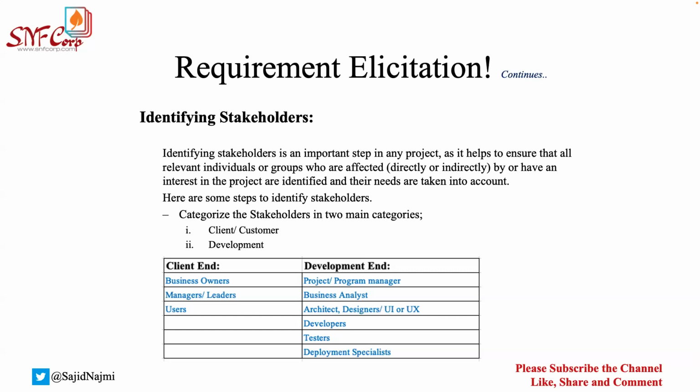Any questions before I go ahead? Yes. Is there a name for this table, like writing all the stakeholders? Like, what do you call it? I forgot, the RACI matrix or something.